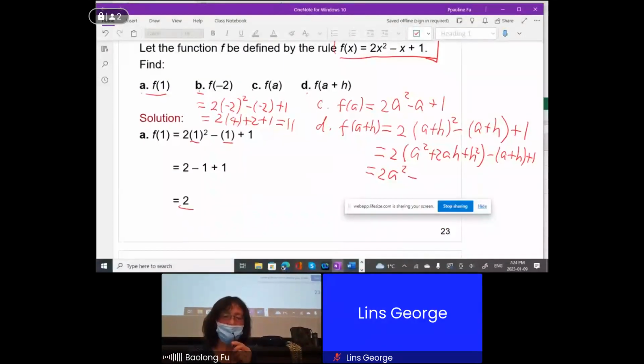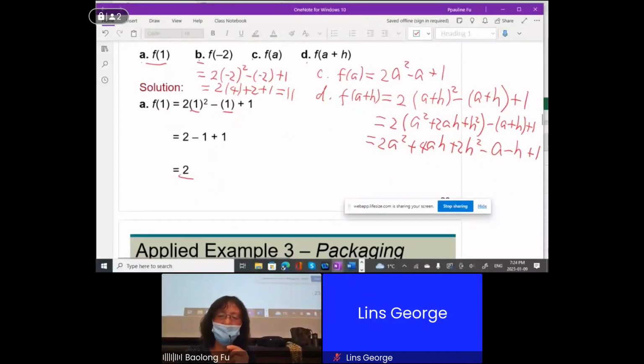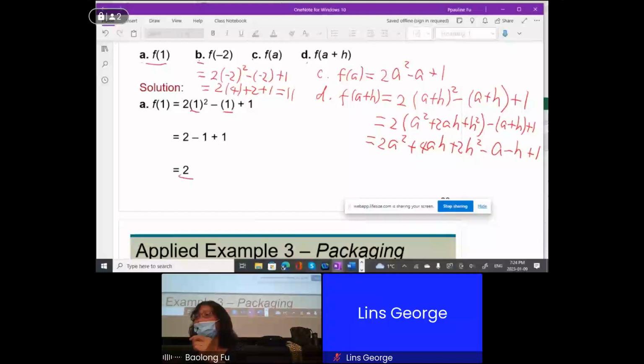Take away brackets, you have 2a squared plus 4ah plus 2h squared minus a minus h plus 1. And collect like terms. There's no like term, right? This is the final result. There is no like term to collect. Yes, questions? Okay.